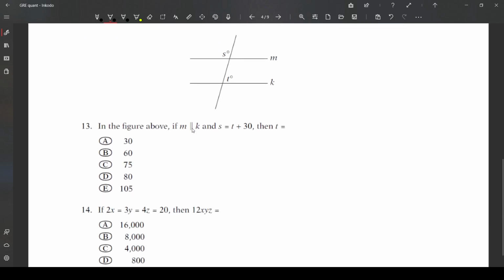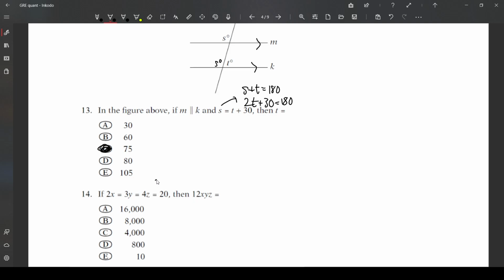All right. So M is parallel to K and S equals T plus 30. So here, this means we can move this S down. Now S plus T is 180. So substituting S equals T plus 30 gives you 2T plus 30 equals 180. So 2T is 150, and so T is 75.